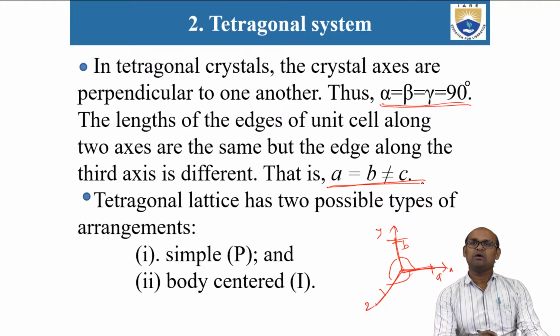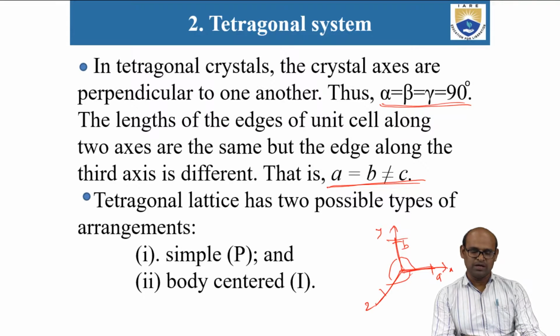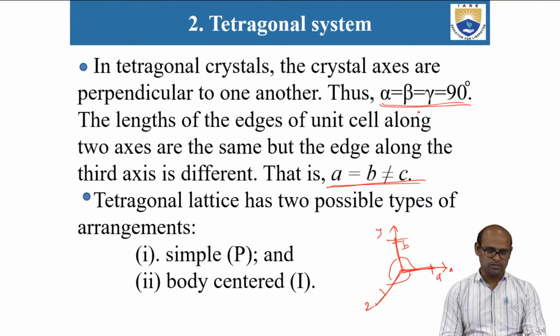So for the tetragonal crystal system, the condition is that a must be equal to b and it is not equal to c. So 2 axial lengths are equal, but these are not equal to the 3rd axial length. And the angles are all perpendicular. All the crystal axes are perpendicular to each other. So alpha equal to beta equal to gamma is equal to 90 degrees. So this is the condition for the tetragonal crystal system.